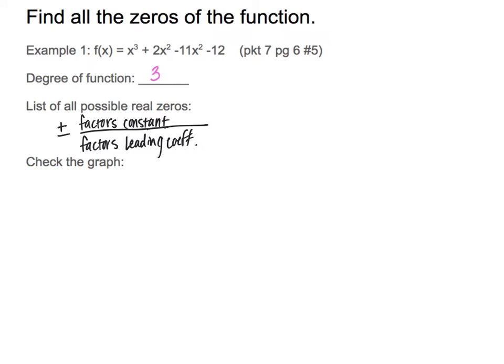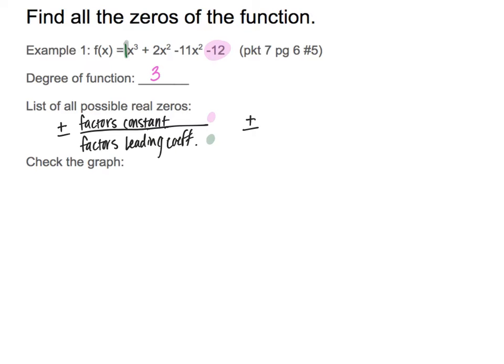So for the factors of our constant, here's our constant. It's our 12. Let me use a highlighter. There we go. It's our 12, right? So that's our constant. And our leading coefficient is, well, what's the number in front of this x to the 3rd power? Well, it's just 1, right? So in this case, we have 1 in front. Let me actually write a 1.